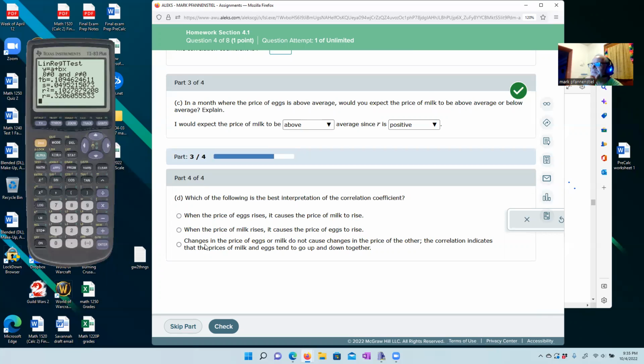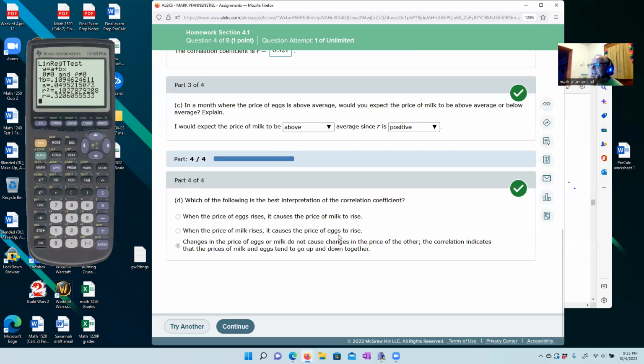I'm just going to say that changes in the price of eggs or milk do not cause changes in the other, but the correlation is that the prices tend to go up and down together. I'm pretty happy with that. We'll check that one and go on. And that's the kind of thinking you want to do with all of this.